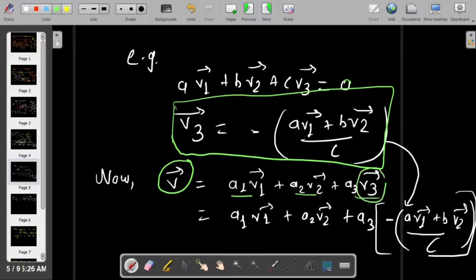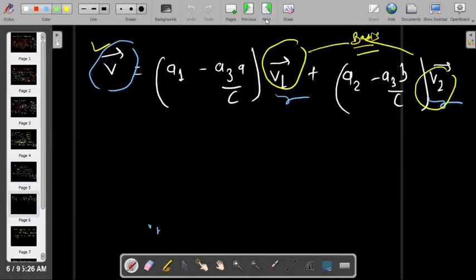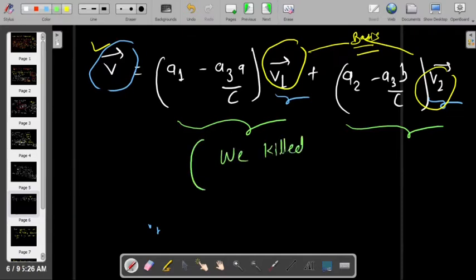Now we know what v3 is, because v1, v2 and v3 are linearly dependent. So we are going to write this v3 over here. So at the end we are left with this. Further simplifying, we are left with v as this times v1 and this times v2. So what did we do here, can anyone guess? Here we killed v3, right? And why did we kill v3? Because it was not needed, it was redundant.